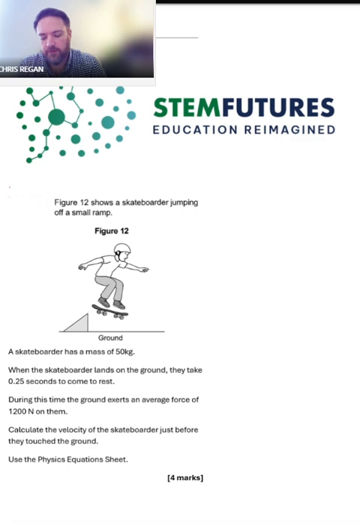Okay, so we have a skateboarder with mass 50 kilograms. When the skateboarder lands on the ground, they take 0.25 seconds to come to rest. During the time, the ground exerts an average force of 1200 newtons on them. Calculate the velocity of the skateboarder just before they touch the ground. Use the physics equation sheet.